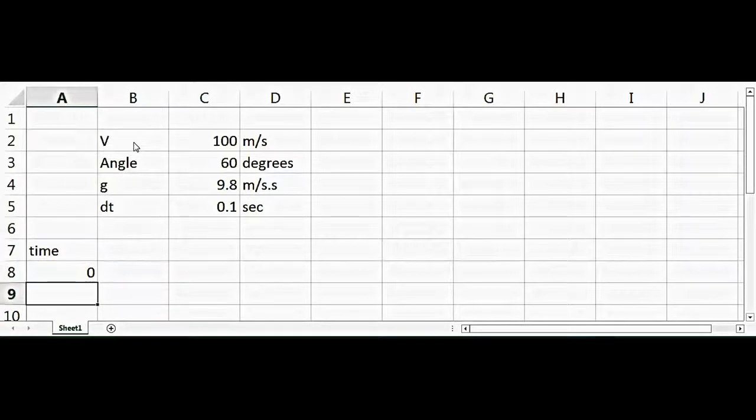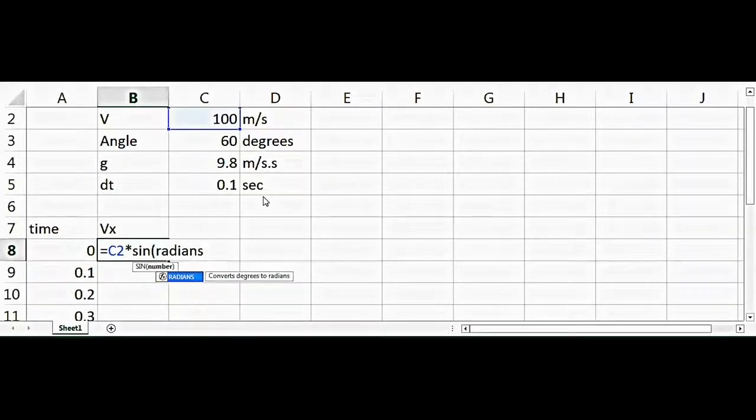Now as you can see, each time the time will increase by 0.1 second or dt, and I'm putting a dollar sign here so that it does not change the position of dt. So you can see that the time increases with an interval of 0.1 second. Now let's take the velocity. So velocity in x direction will be equal to velocity multiplied by sine of the angle at which we have thrown the ball.